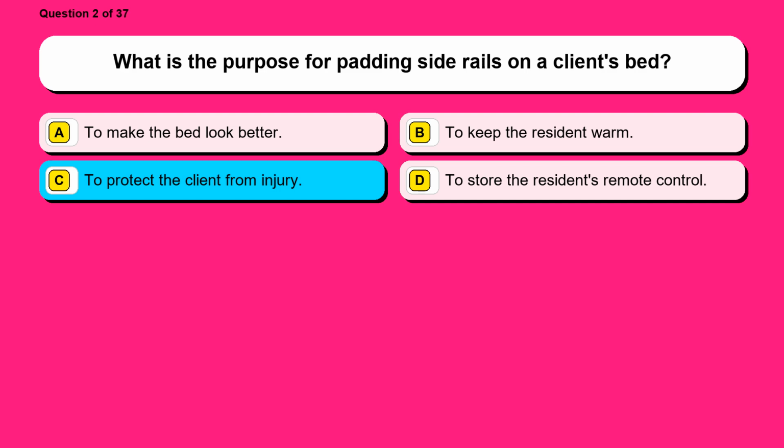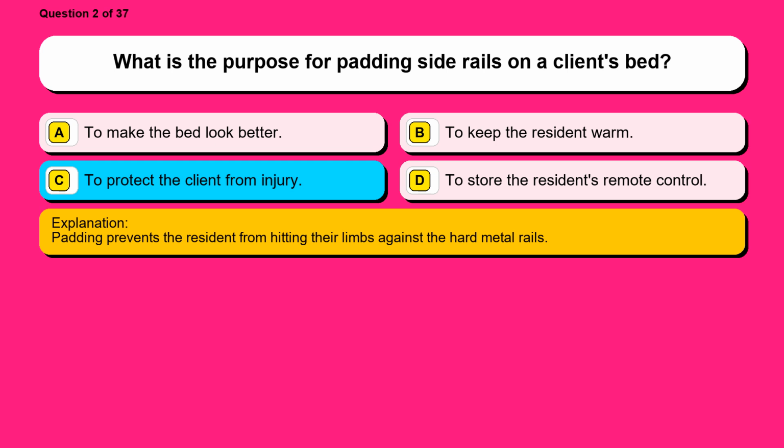The correct answer is option C. To protect the client from injury. Padding prevents the resident from hitting their limbs against the hard metal rails.